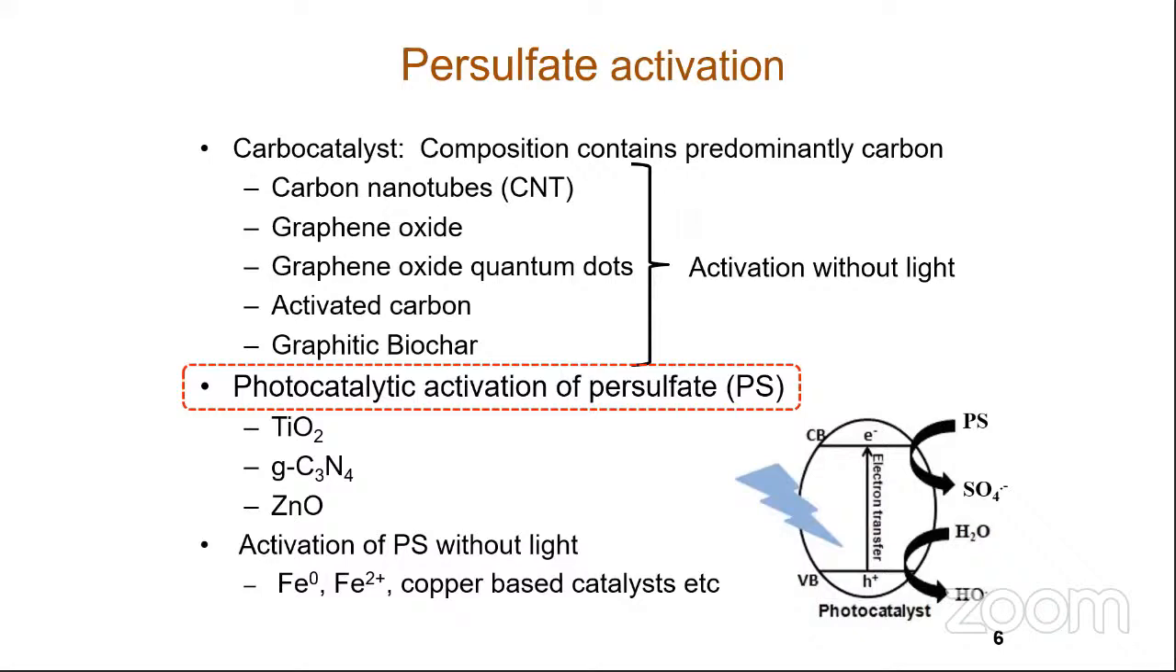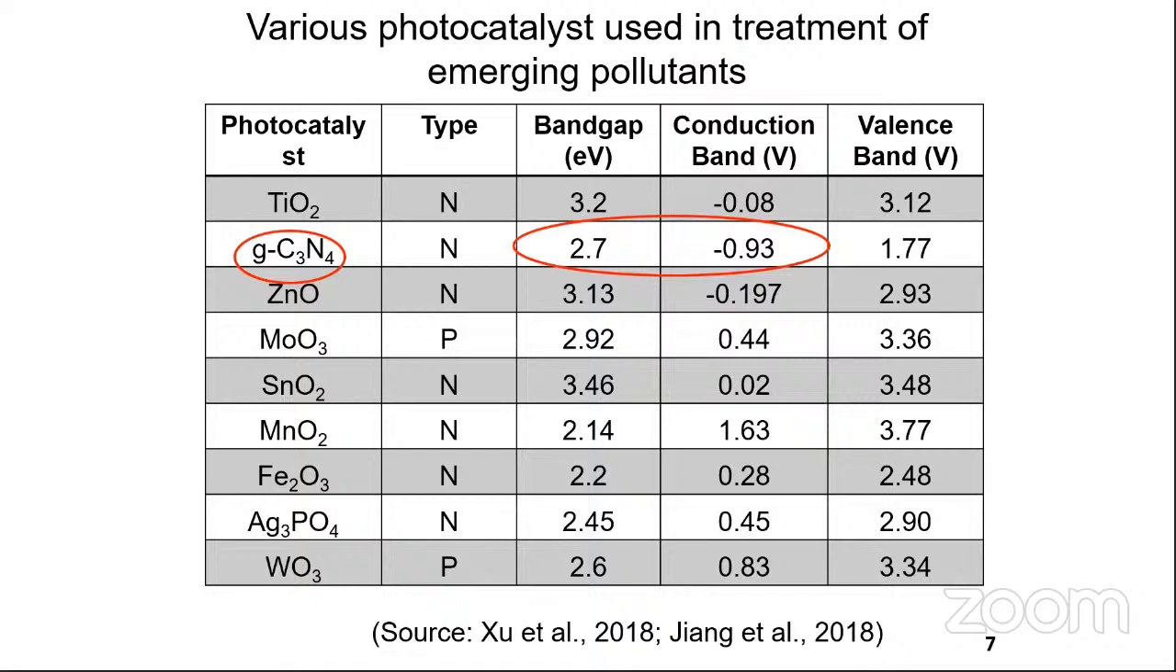Different transition metals are also reportedly used for this activation of persulfate. Now, different photocatalysts: moving towards our main objective, the work is to use a photocatalyst for this persulfate activation. Different photocatalysts are listed here, which are used for the treatment of emerging pollutants. For the application of persulfate, we want a photocatalyst with a high position of the conduction band, so that it can easily reduce the persulfate to form the sulfate radical.